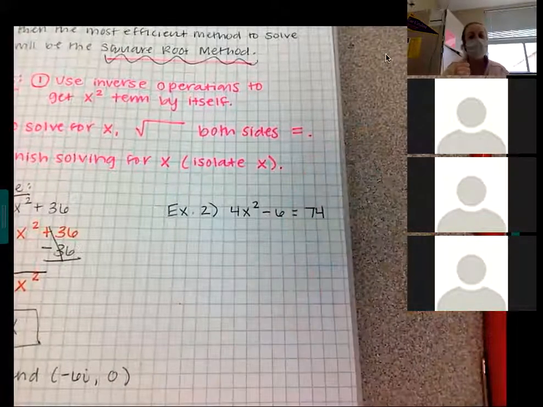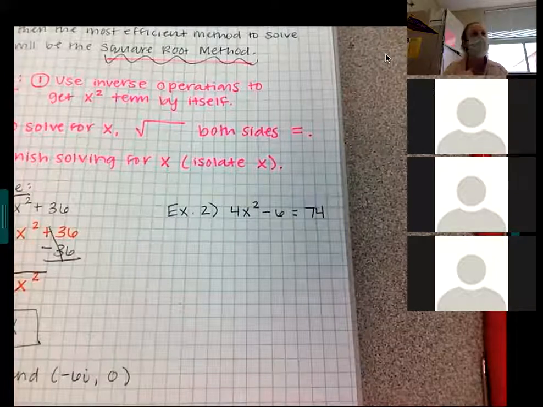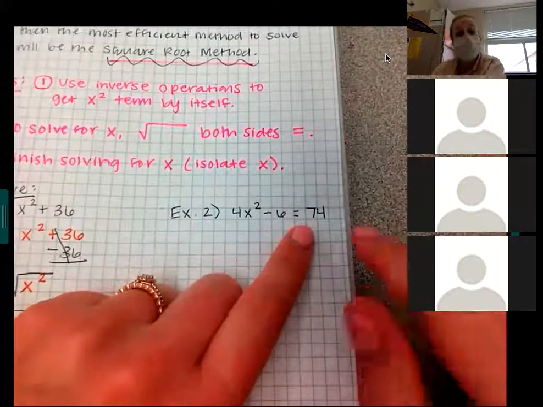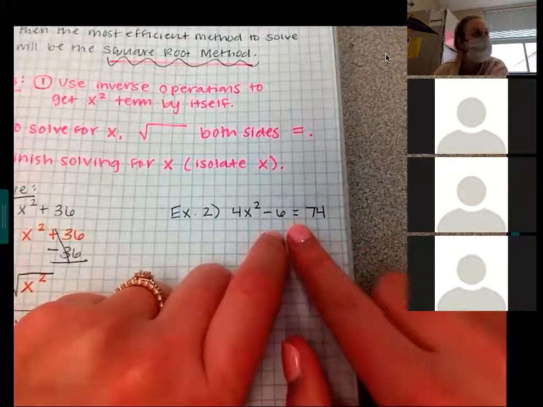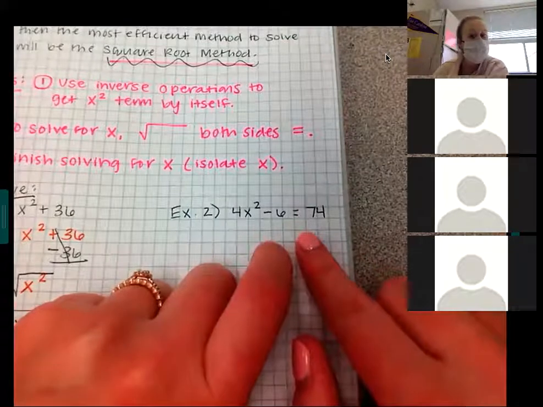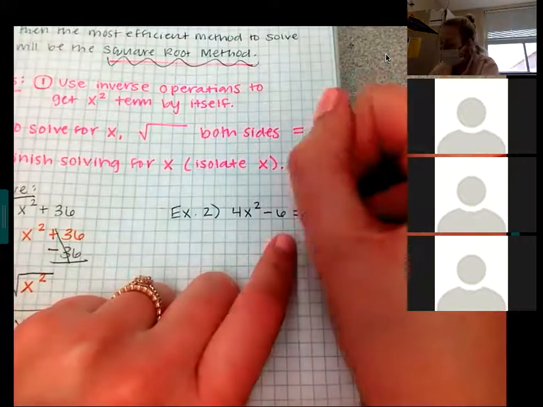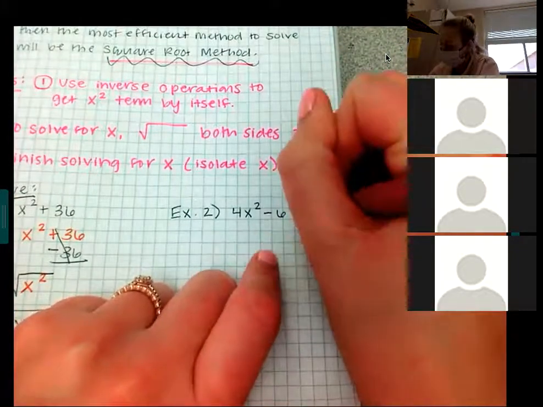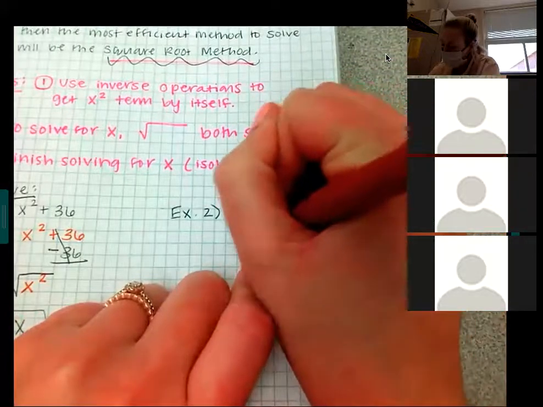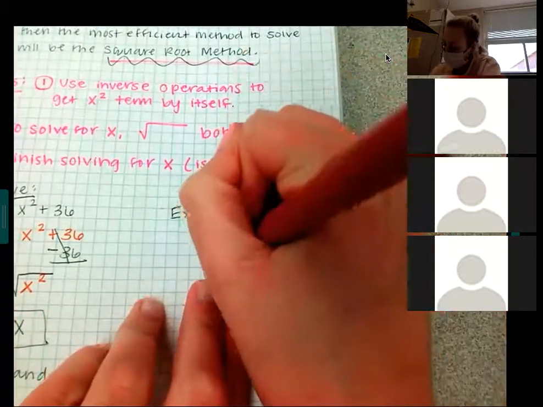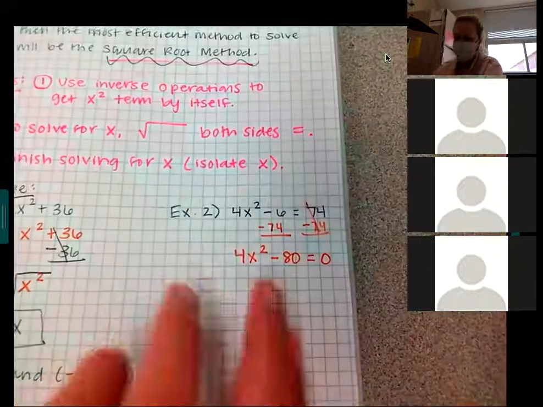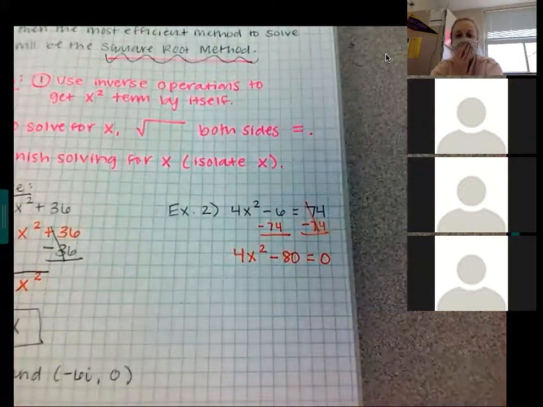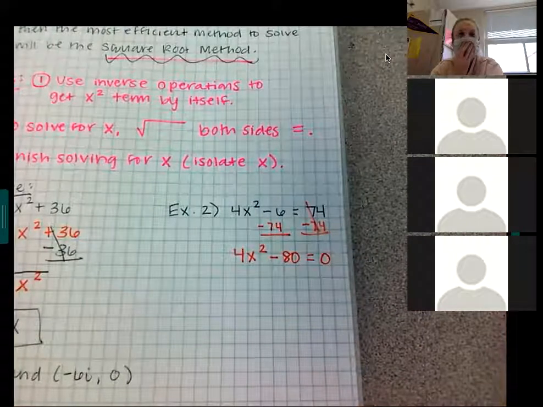What does it have to be equal to solve for the x-intercepts? 0. Good. So we need to get it equal to 0. So how do you make this side 0? How do we move the 74? Subtracting it. Very good. So I'm going to subtract the 74. So did y'all get 4x squared minus 80 equals 0? Okay, good.